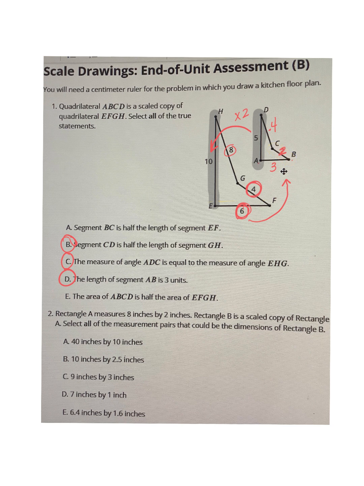Okay. So B says segment CD is half of GH. That makes sense because they're corresponding sides. CD is 4 and GH is 8. So yes, CD is half of GH. So that is why B is a correct answer.